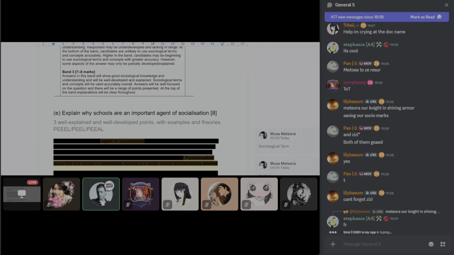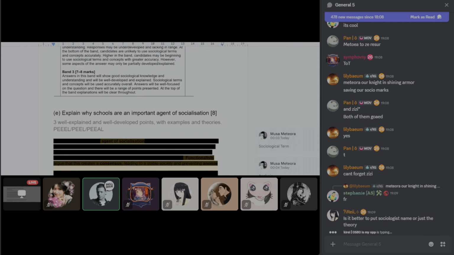So here are the formats: PEEEL, point, explanation, evidence, example, link. You link it back to your question. Point, evidence, example, link, that also works. Point, evidence, analysis, link. Now, this is an interesting part because you actually link it. This is an alternative to link, but it's really good. Now, anyone want to give me 3 points for this? Why are they important in socialization?